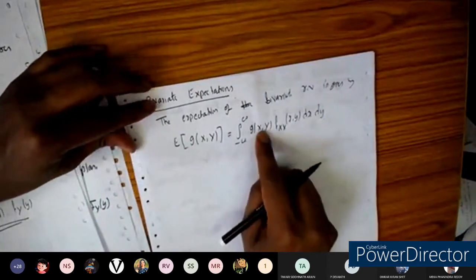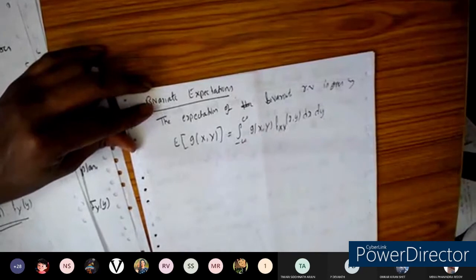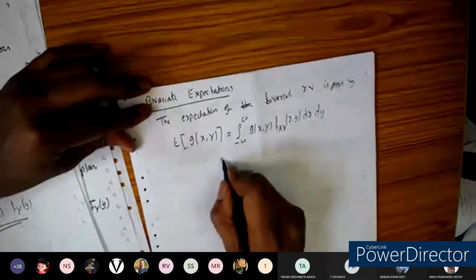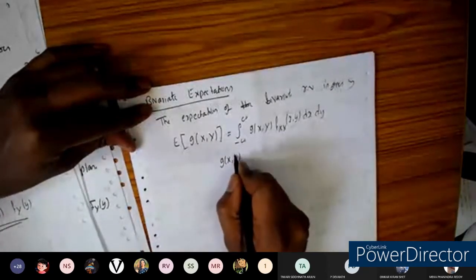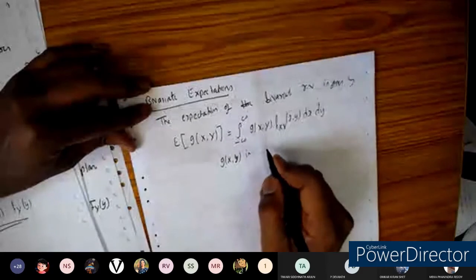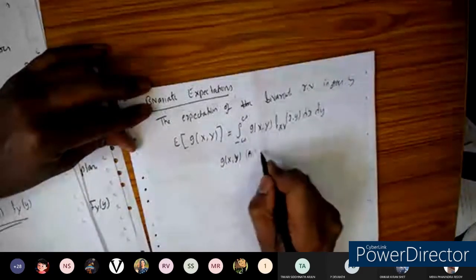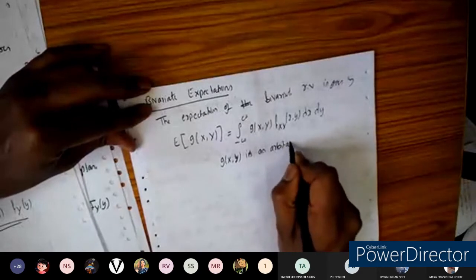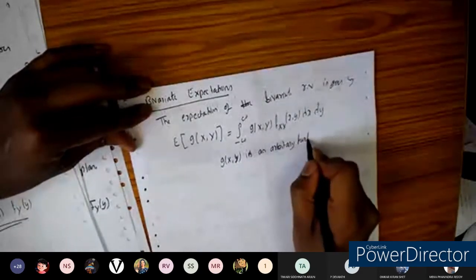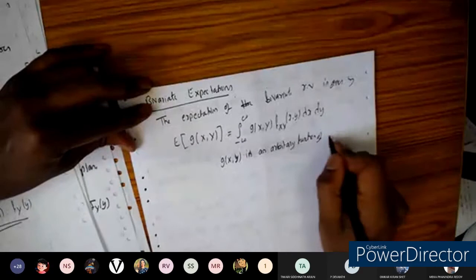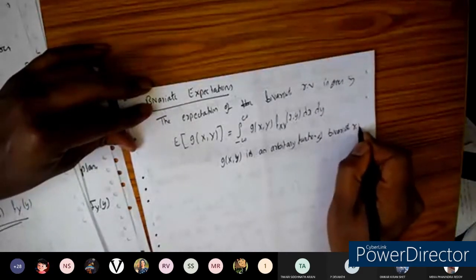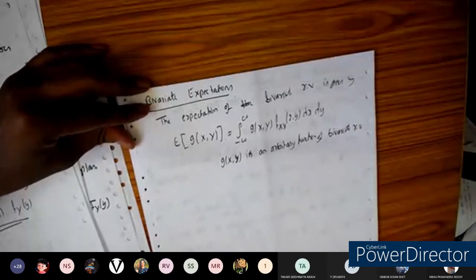So g of x comma y is a function of two random variables x and y. It is an arbitrary function of the bivariate random variable.